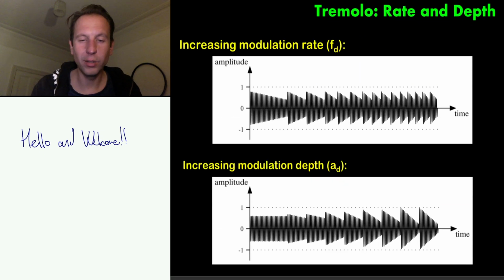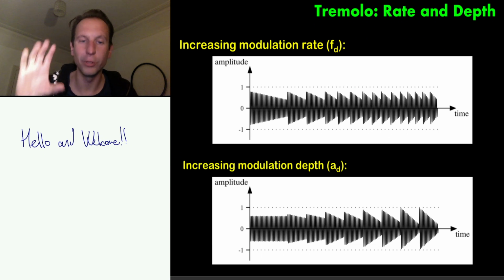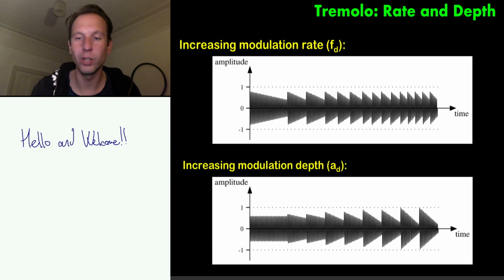So here is a sketch of how this waveform looks when we are increasing the modulation rate. You see that the duration of each Sawtooth drop is becoming shorter, meaning that the frequency is becoming higher. And then at the bottom you see the increase of modulation depth. So you see that the duration of the Sawtooth drop is the same, but the depth is changing. The distance between the highest and the lowest amplitude is becoming increasingly larger.